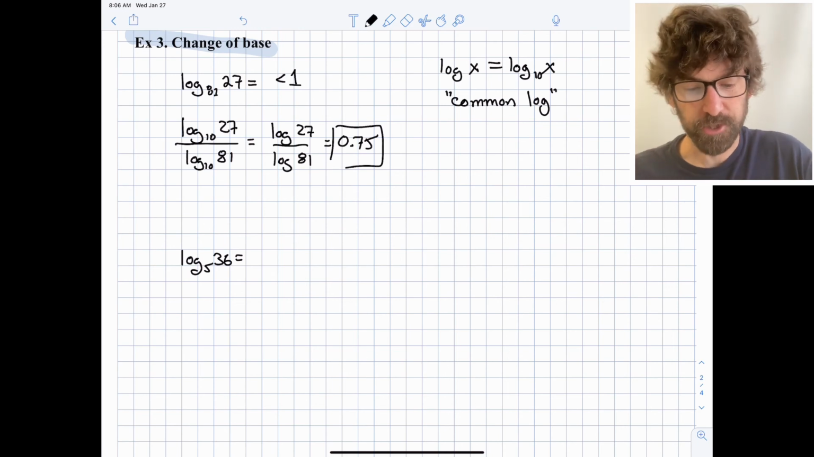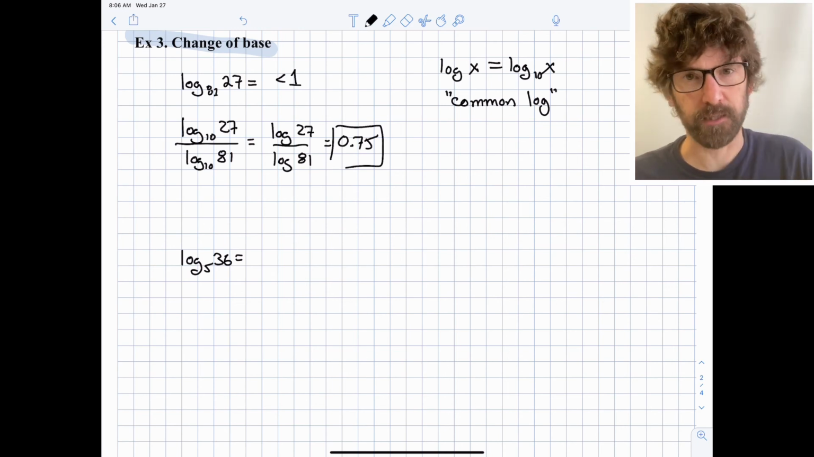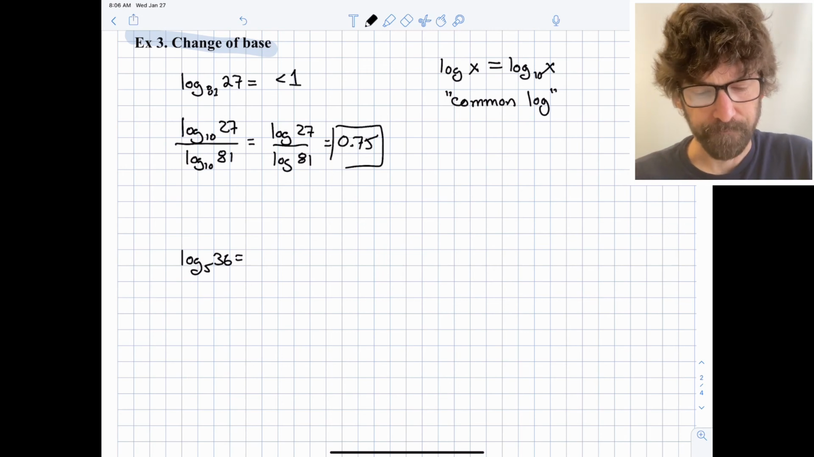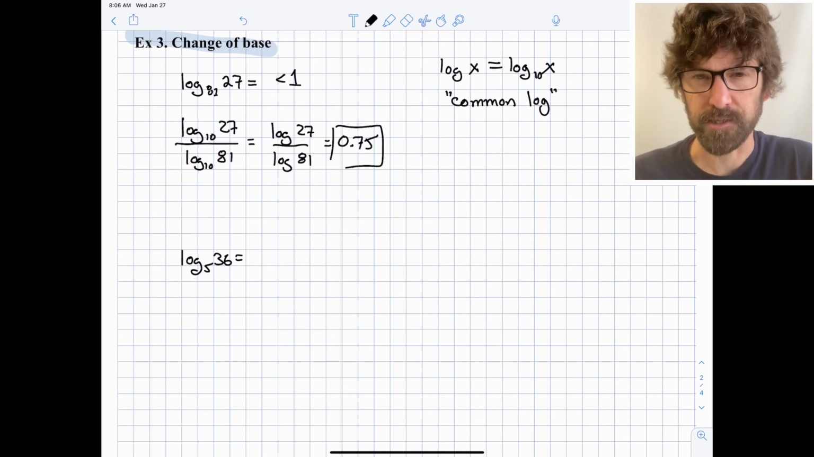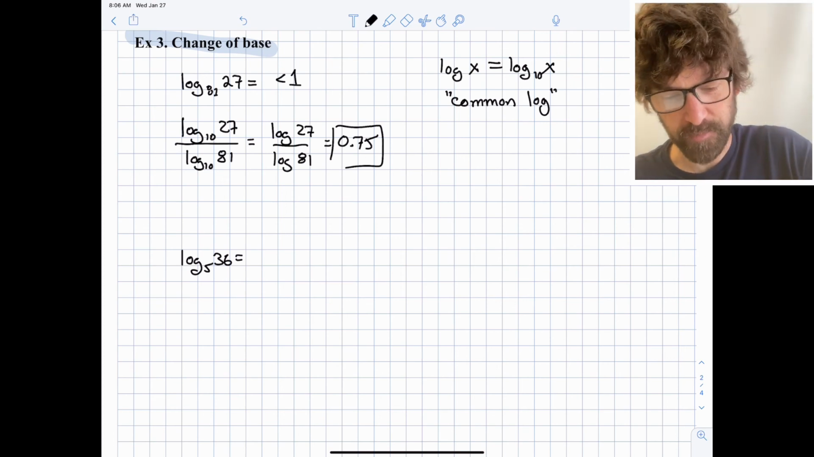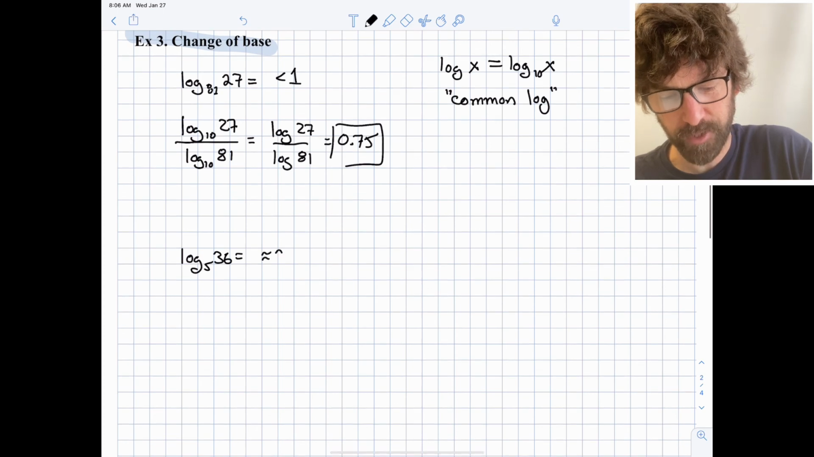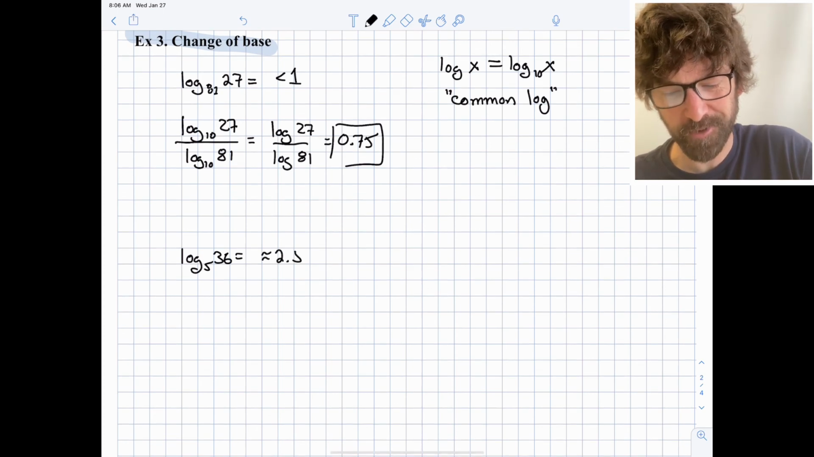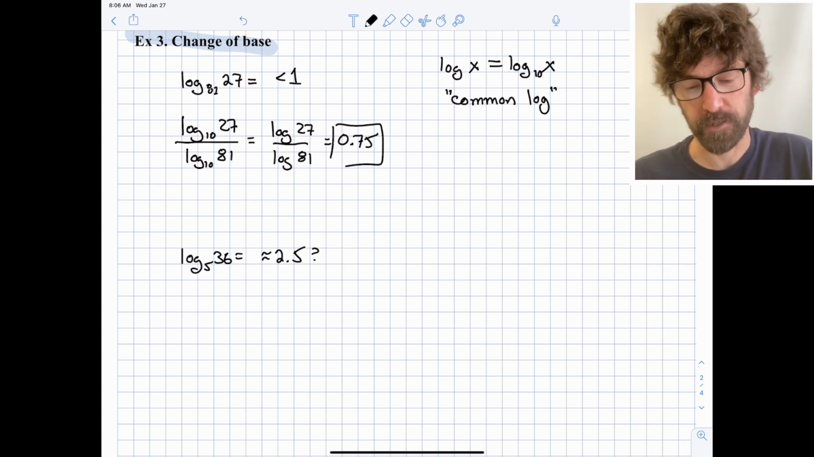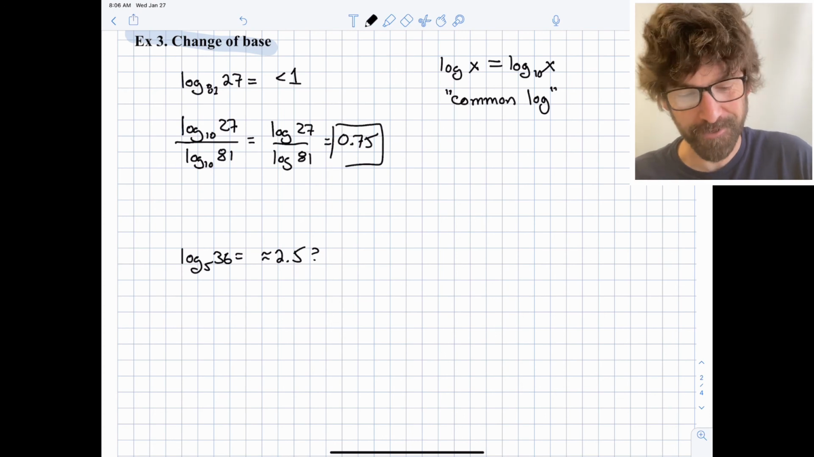And this should work for numbers that are less clean as well. 5 and 36 don't share a common base. But we can also still kind of estimate what we think the answer might be. 5 to what power is 36? It's going to be about 2 point something, because 5 squared is 25 and 5 cubed is 125. So maybe 2.1, 2.2. Let's see.